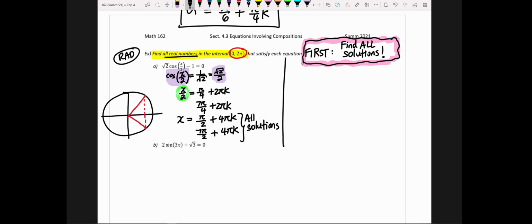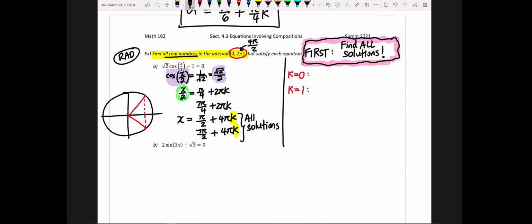Next, what we need to do when they ask for specified solutions is plug in k values so we get solutions between 0 and 2 pi. Since we have a denominator of 2, let's rewrite 2 pi with a denominator of 2. 2 pi is the same as 4 pi over 2, because 4 divided by 2 is 2. Now we plug in k values. When k is 0, what are the solutions? When k is 1, what are the solutions? And then we keep going as needed.